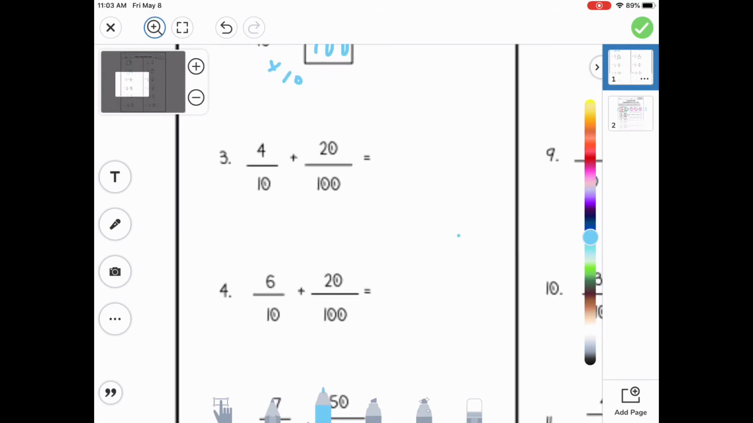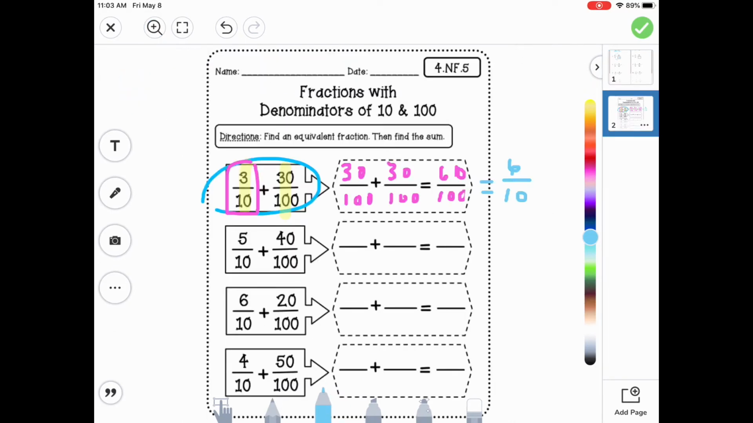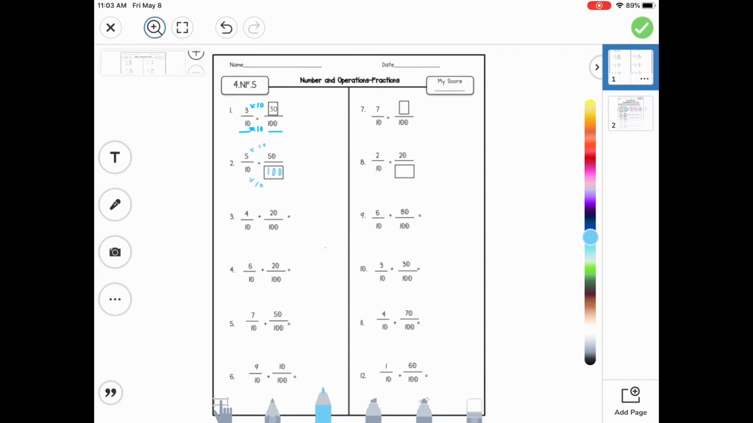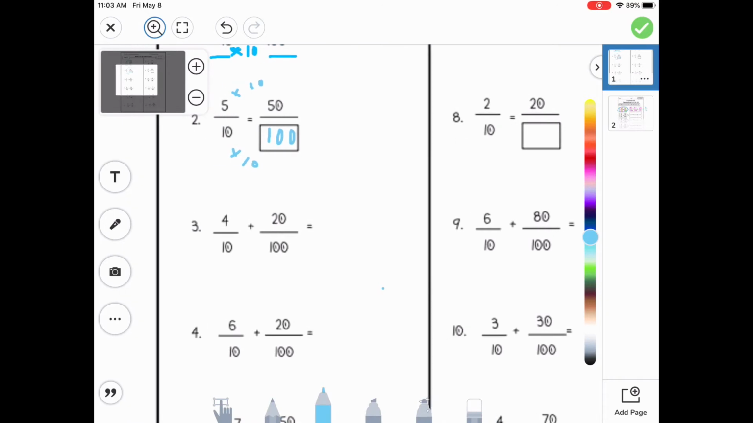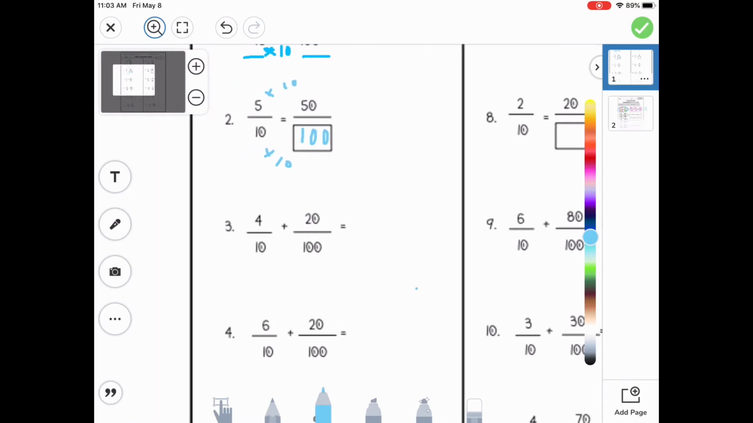Question number 3 is similar to the question on page 2, where you needed to add together 4/10 and 20/100. But remember, you can't add these together until they have the same denominator. So what I'm going to do is I'm going to keep my 4/10 the same, and I'm going to change 20/100 into 2/10. And I know that that works because that's like dividing the top by 10 and dividing the bottom by 10. So 20/100ths and 2/10ths are equivalent.